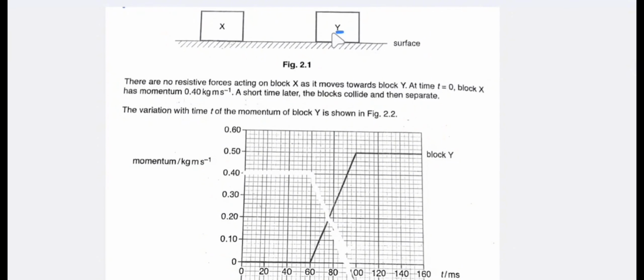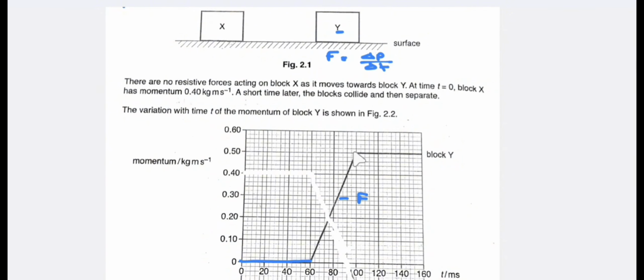Initially, block Y is at rest, so the momentum is 0. As the two blocks collide, there is a change in momentum. As the two blocks collide, a force must act. And we know that resultant force is equal to change in momentum divided by change in time. So since a force acts, there is a change in momentum, and due to this change in momentum, there is a force acting due to the collision.